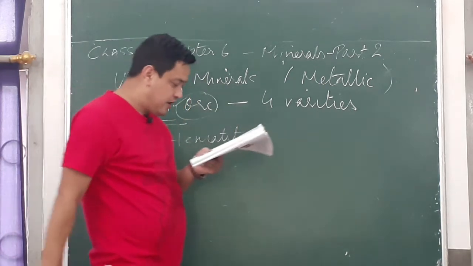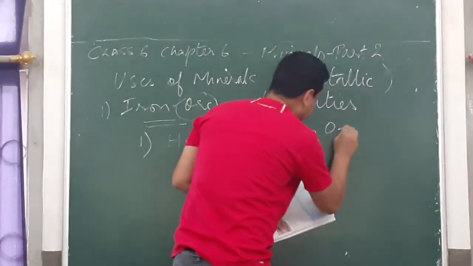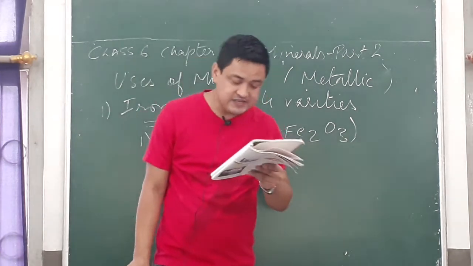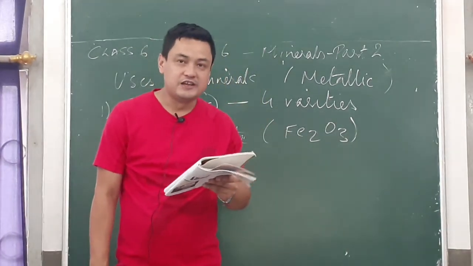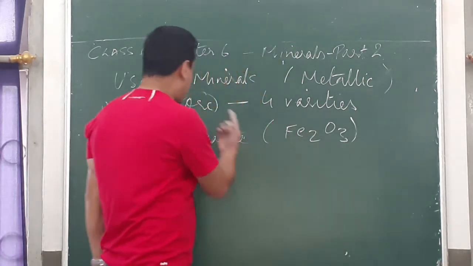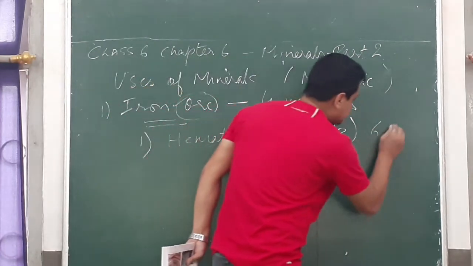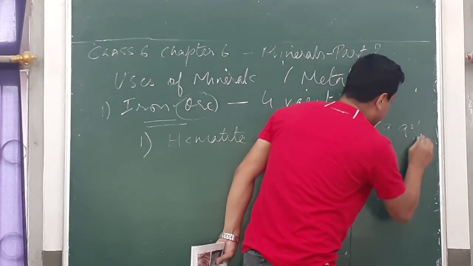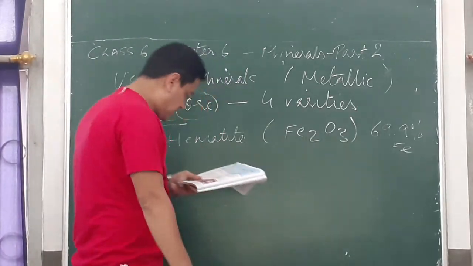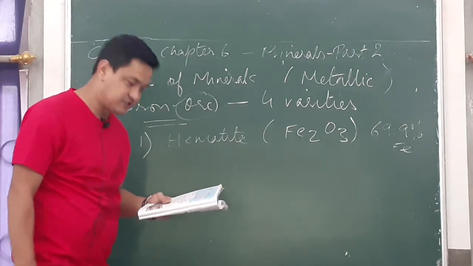Hematite, okay. Now, the formula for this is Fe2O3 actually, which has the highest iron content of around 69.9% Fe. So how much iron is found in this variety is actually 69.9% Fe, but in your book it is written 70% actually. And this is the most important iron which is used for making steel.